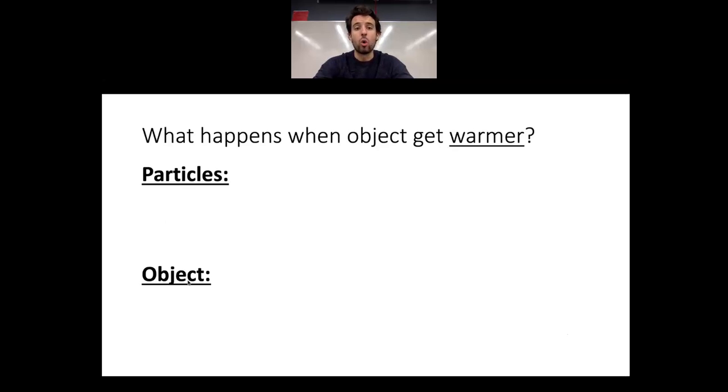Okay, so when an object gets warmer, here's what happens to the particles. Thing number one is particles move faster. That's exactly what heat is, what temperature is. Temperature is a measurement of particle speed. So that's something that you might not have known before, because temperature is pretty obscure, right? It's just how cold it is.